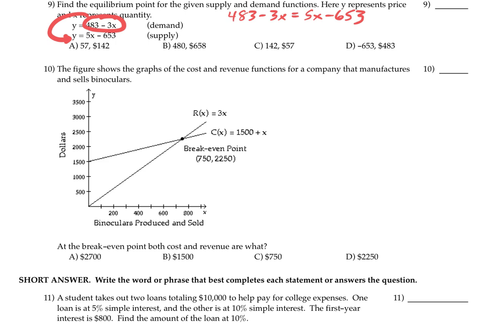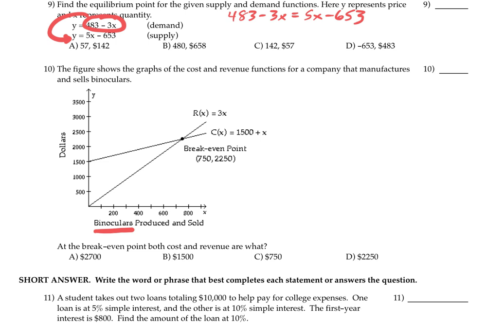Okay, this is another kind of story problem, but everything's been done for you. You just have to kind of use representation here. You kind of have to figure out what's being used and how we're using it. So X is the number of binoculars that we are selling.